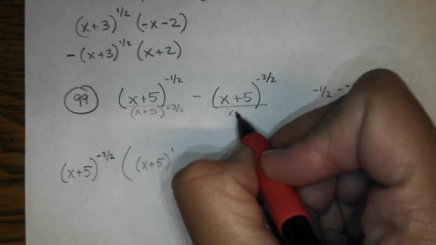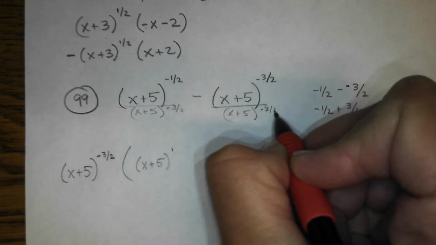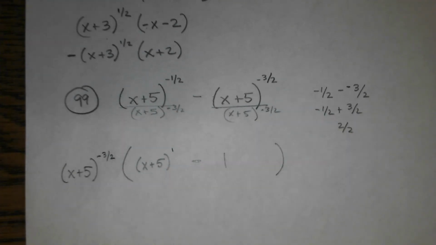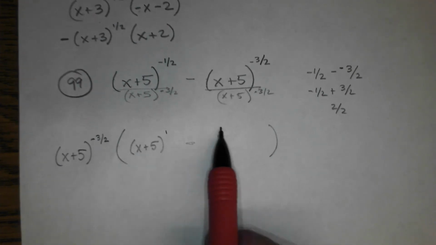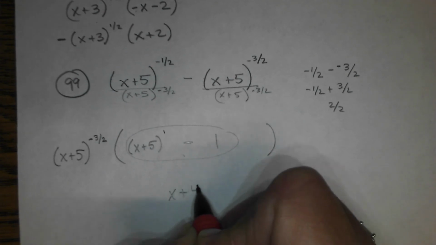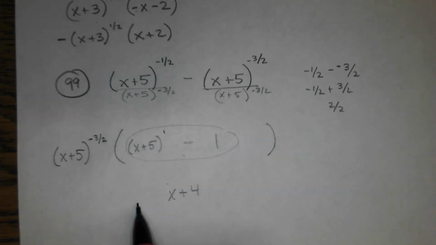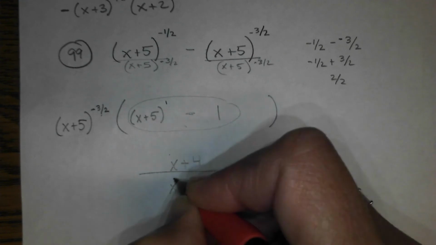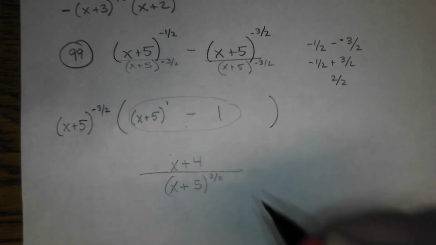And then here we're dividing it by itself. So anything divided by itself is 1. We're going to clean this up twofold. Number 1, in here we're going to combine like terms, so it's going to be x plus 4. And number 2, this with a negative exponent is going to move to the denominator. So x plus 5 to the positive 3/2.